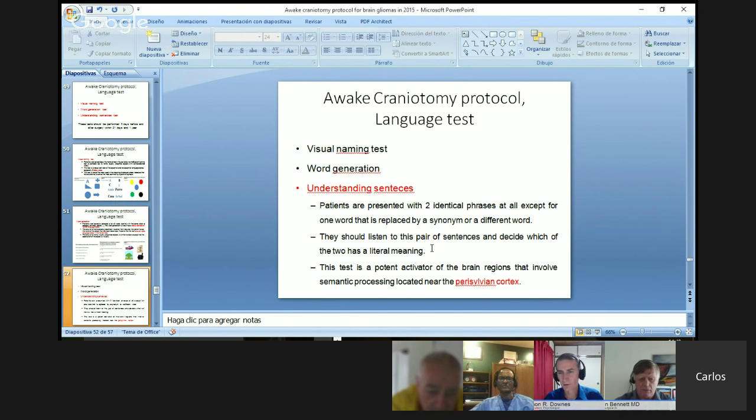And the understanding sentence test: patients are presented with two phrases identical in all respects except for one word that is replaced by a synonym or a different word. They should listen to this pair of sentences and decide which of the two has a literal meaning. This test is a potent activator of the brain regions that involve semantic processing located near the perisylvian cortex.